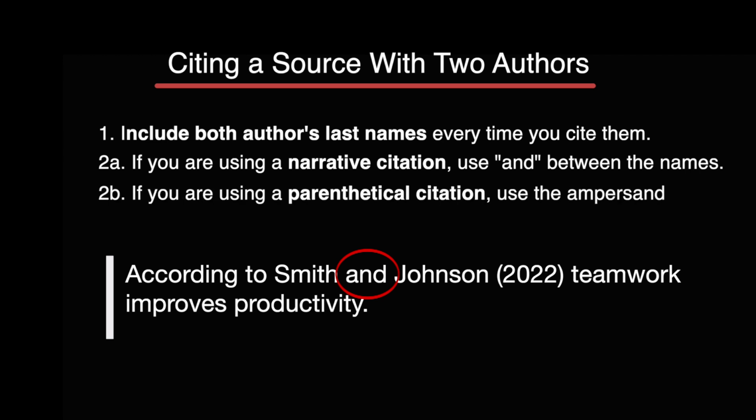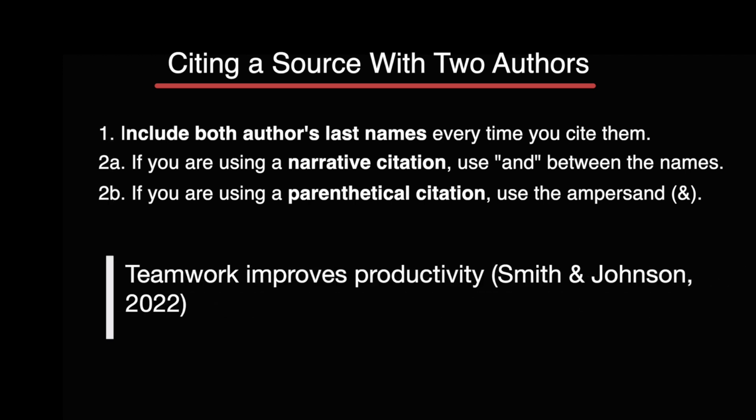Now, if you're using a parenthetical citation, use the ampersand symbol, or we'd usually just say the "and" symbol. For example, teamwork improves productivity, Smith and Johnson, 2022.